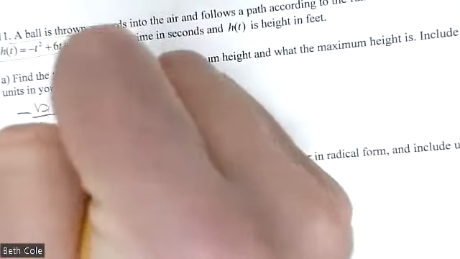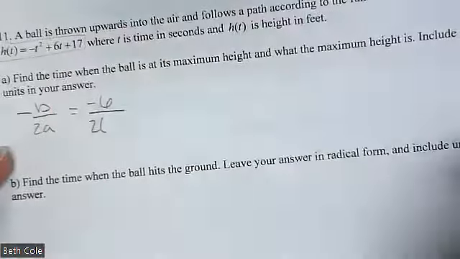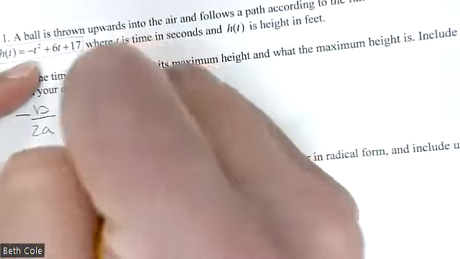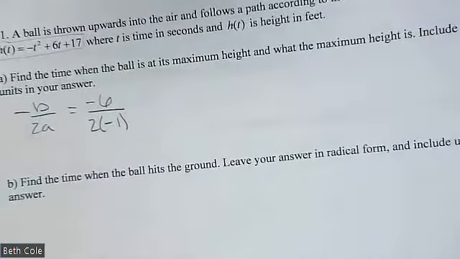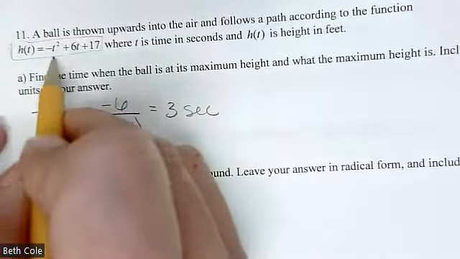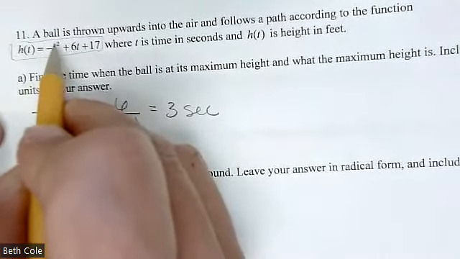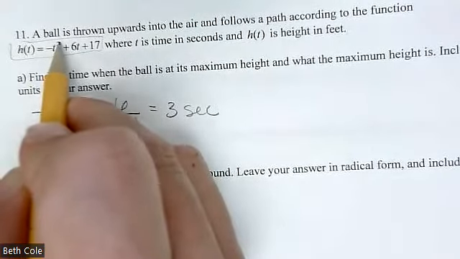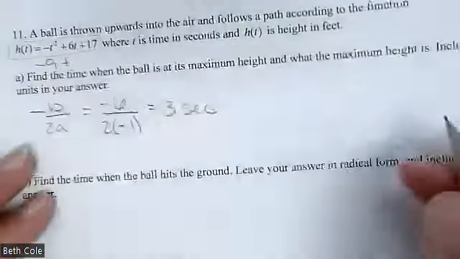6. So it'll be -6 over 2 times A, which is -1. Negatives cancel. 6 divided by 2 is 3. It would be 3 seconds. How do you get the actual height though? Plug in 3. Here we go. 3 squared. Exponents come first. So 3 squared is 9. Oh, but it's negative. So -9 plus 3 times 6 is 18, plus 17.